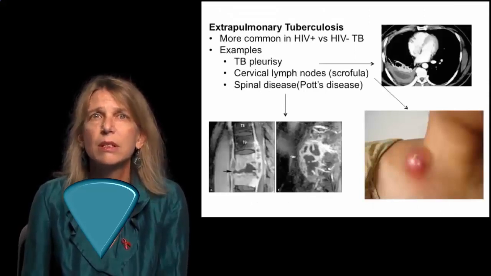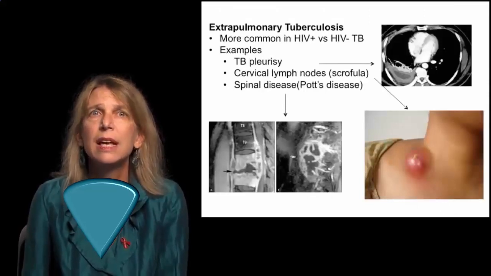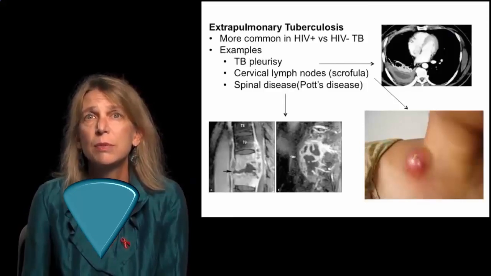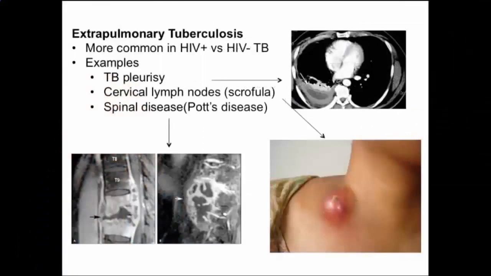Extrapulmonary tuberculosis, or tuberculosis outside of the lung, is much more common in persons with HIV who have tuberculosis compared to those without HIV. Some of the examples of extrapulmonary tuberculosis, as shown in the pictures here, include TB pleurisy, cervical lymphadenopathy, shown here, also referred to as scrofula, and spinal disease or Pott's disease.